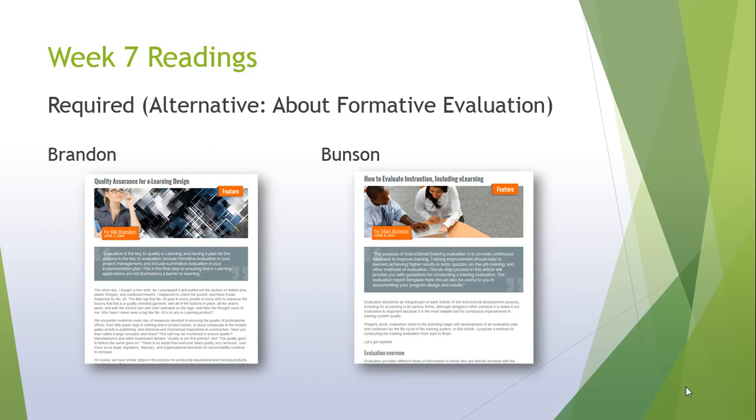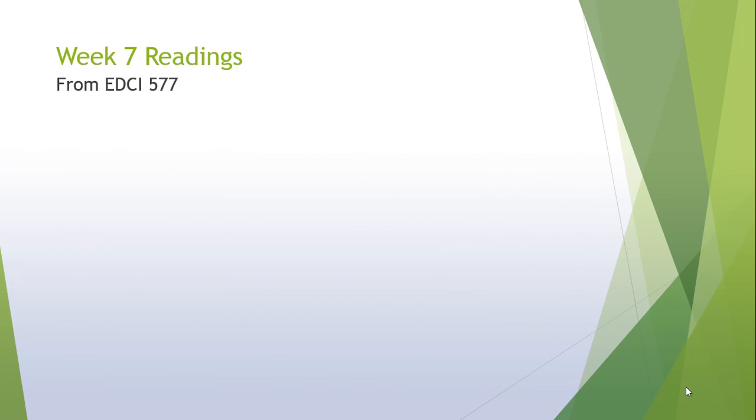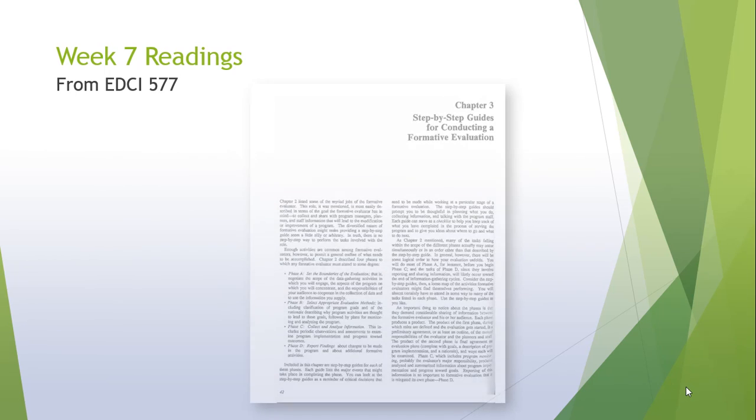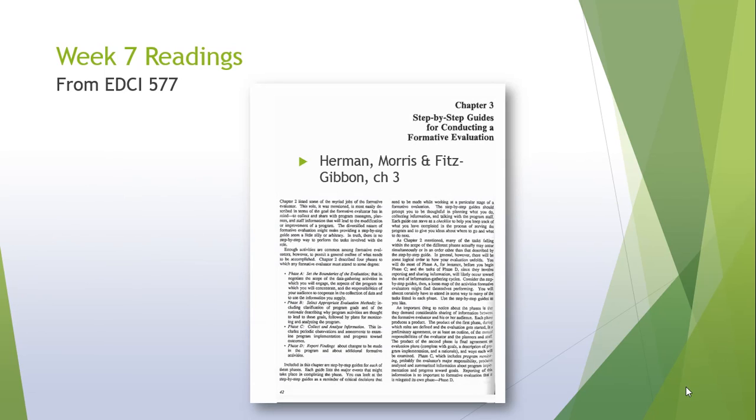And then Bunsen has an article entitled How to Evaluate Instruction Including E-Learning, it really is a how-to article. It tells you how to go about doing it. These articles are linked on the course website, both in the Readings tab and also on the Week 7 page. Now, if you've already taken EDCI 577, you might as well fall back on what you learned in that class, and specifically Chapter 3 from Herman, Morris, and Fitzgibbon provides very good information about how to go about doing formative evaluation.